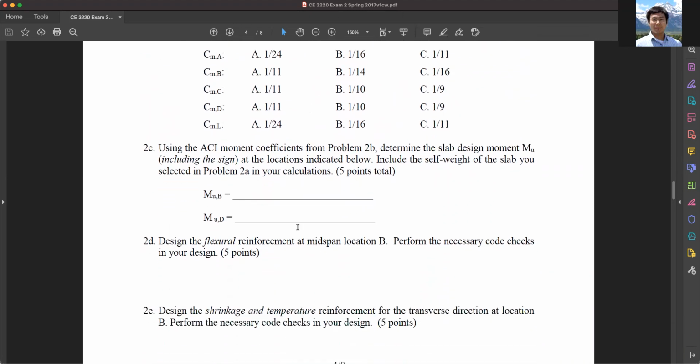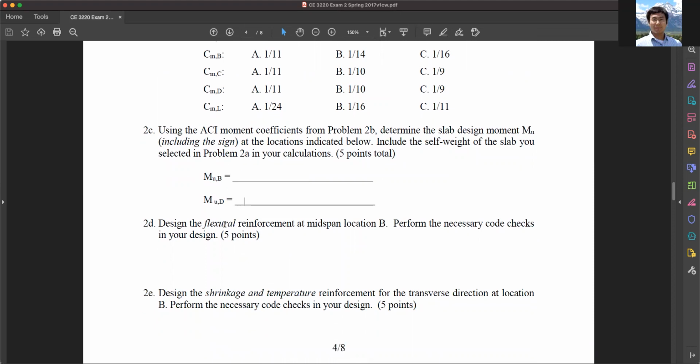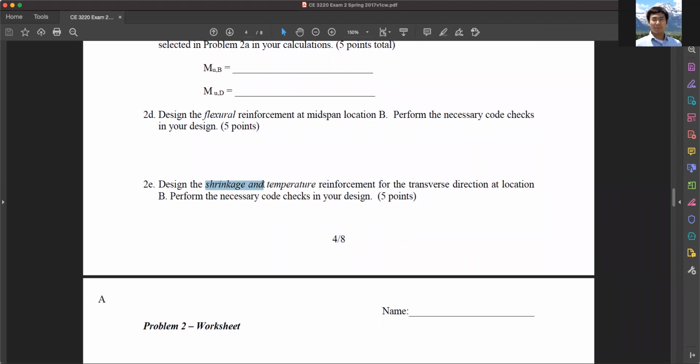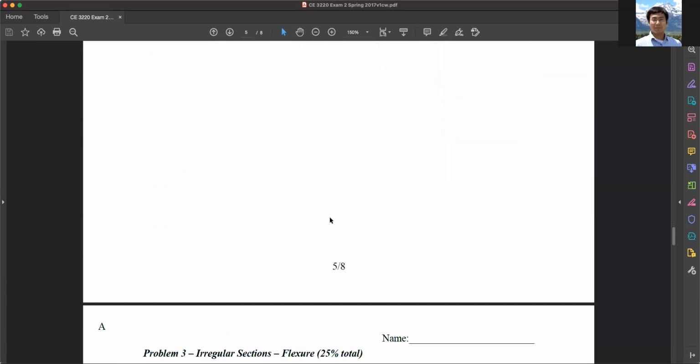2C, using the coefficient, find the bending moments, MuB, MuD. This is entirely covered in the lecture notes. 2D, design the flexural reinforcement at the middle span location B and perform necessary code checks. This is the design of longitudinal reinforcement at mid-span location B using the one-way slab design lecture notes, as said before. And then the last one, shrinkage and temperature reinforcement, you know how to do that. So that is problem number 2.